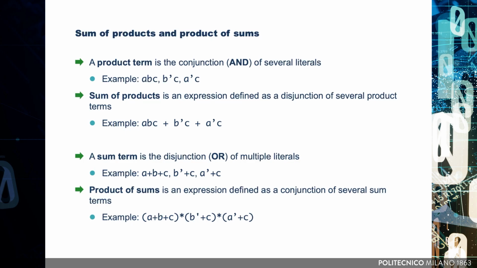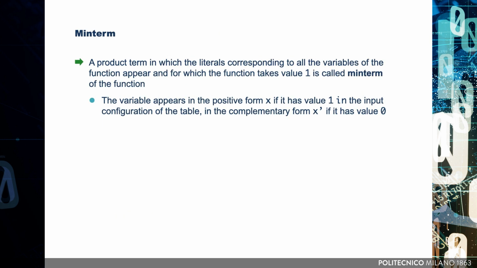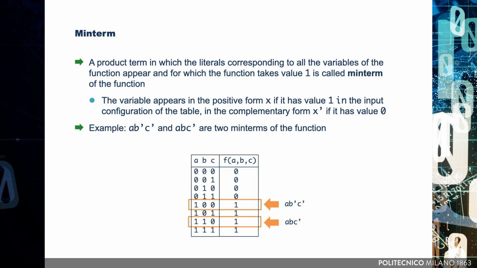A product term in which the literals corresponding to all the variables of the function appear, and for which the function evaluates to 1, is called a minterm of the function. Specifically, in the product term, each variable appears in its positive form, x, if it takes the value 1 in the corresponding input configuration of the truth table, and in its negated form, not x, if it takes the value 0. Let me show an example.